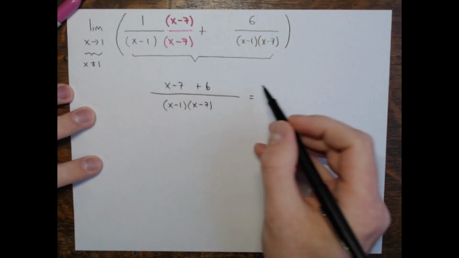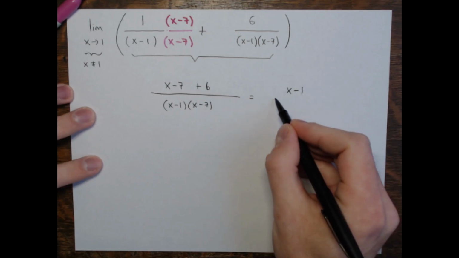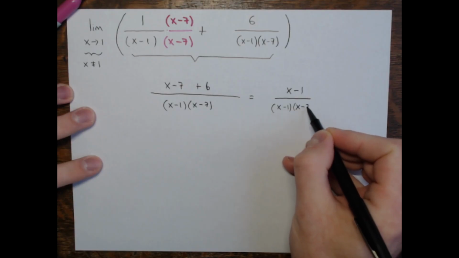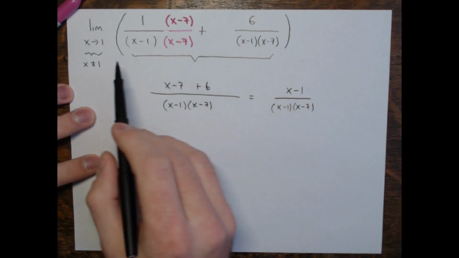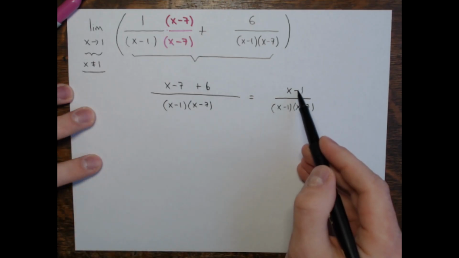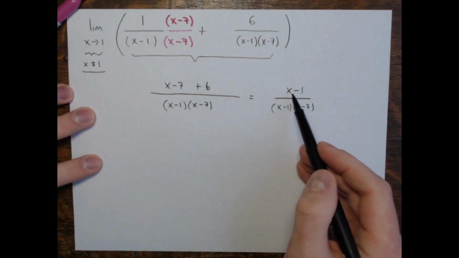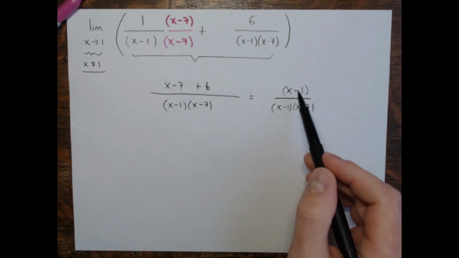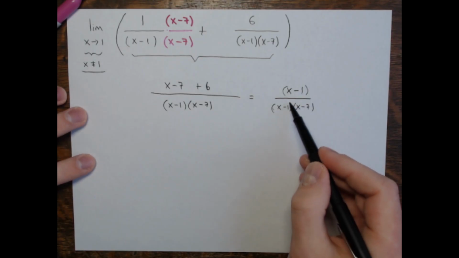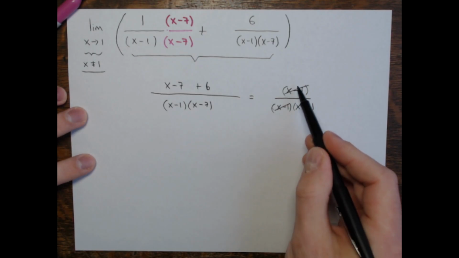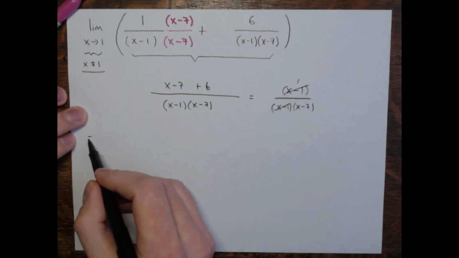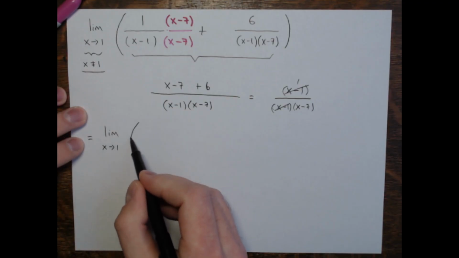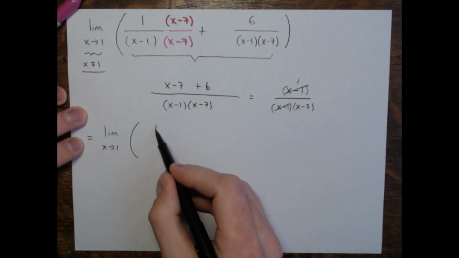But x minus 7 plus 6 is just x minus 1. So I have x minus 1 in the numerator, and then x minus 1 times x minus 7 in the denominator. And then as long as x is not 1, these will be the same. This x minus 1 and this x minus 1 will be the same non-zero number. And when you divide two numbers that aren't 0, you get 1. So this limit is equivalent to the limit as x approaches 1 of 1 over x minus 7.